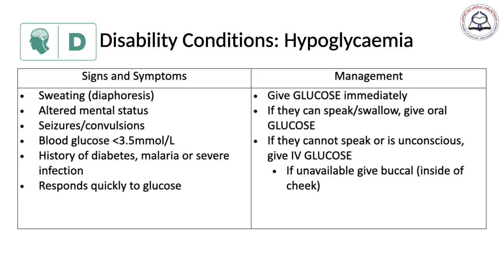Disability conditions: hypoglycemia. This can happen in patients known to be diabetic or those with severe infection and malaria. They present with altered mental status, sweating, diaphoresis, seizure. Usually blood sugar is low. Even if you cannot check the blood sugar and you are suspecting hypoglycemia, you have to treat. You have to give the patient a source of glucose. If he's conscious, you give him oral glucose. Otherwise, you give IV glucose.